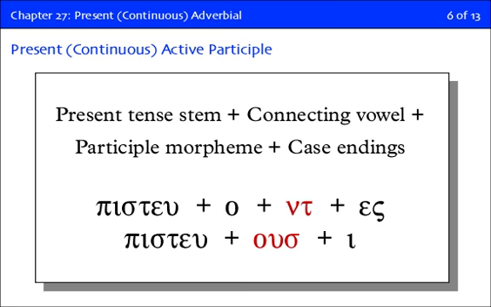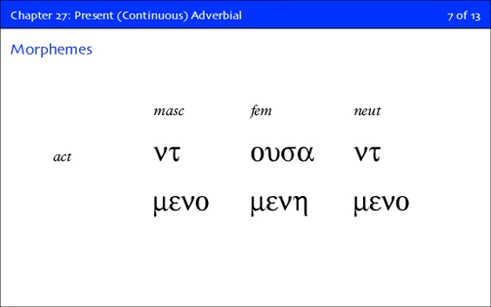This also is what we've already seen in chapter 26. What morphemes are going to be used for the present participle? Well, if it's active, masculine and neuter, we'll use nt. The feminine will use usa. If it's middle passive, it'll be men with the appropriate vowel.